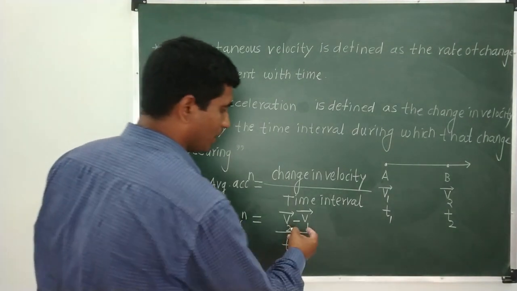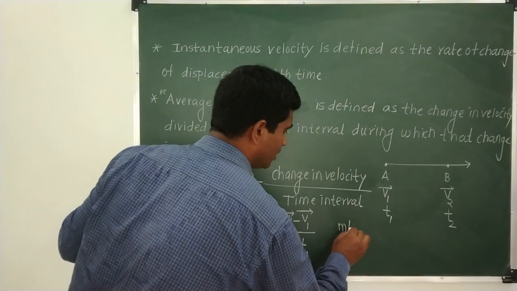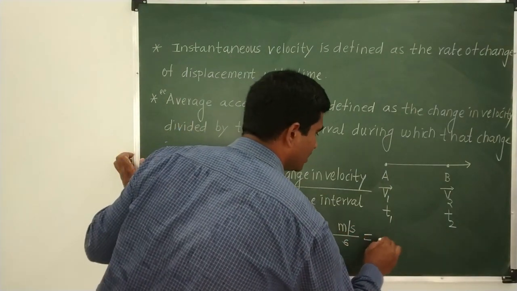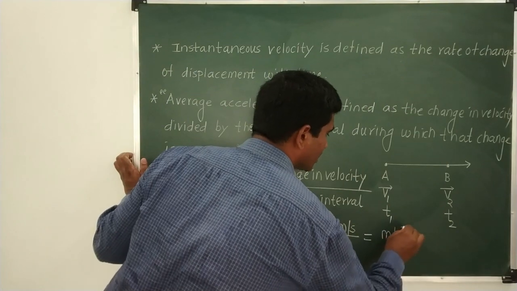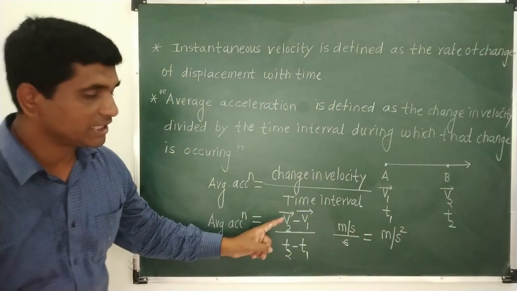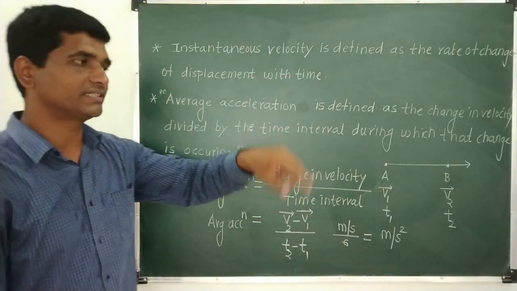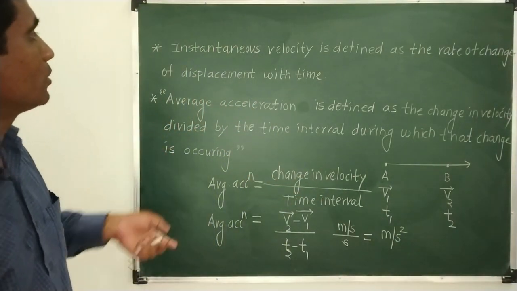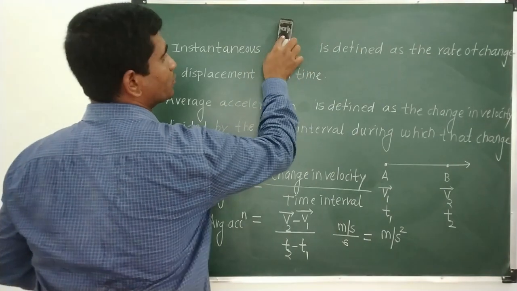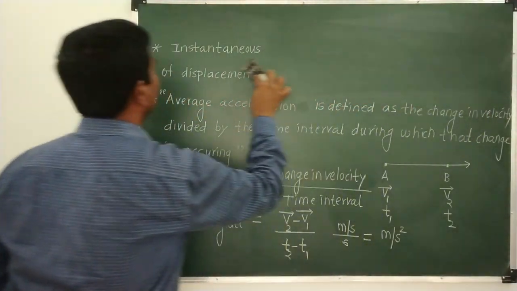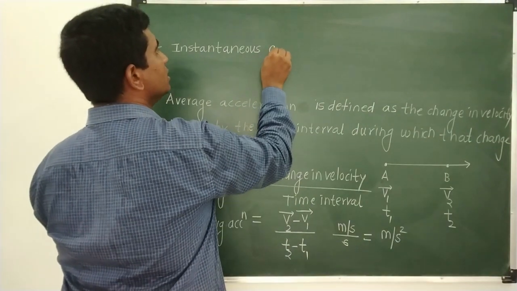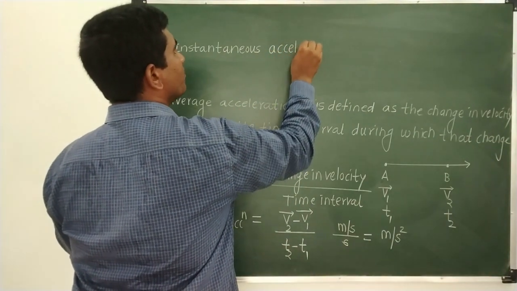And you know that velocity is measured in meters per second, and time is measured in seconds. So its unit is meters per second square. Remember, the velocity is a vector quantity, so average acceleration is also a vector quantity. Now we will try to calculate its instantaneous value, that is instantaneous acceleration.